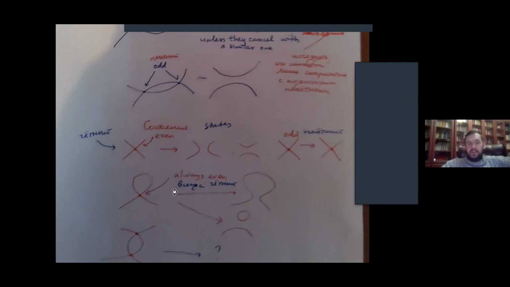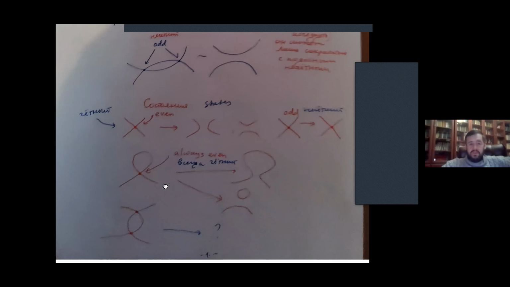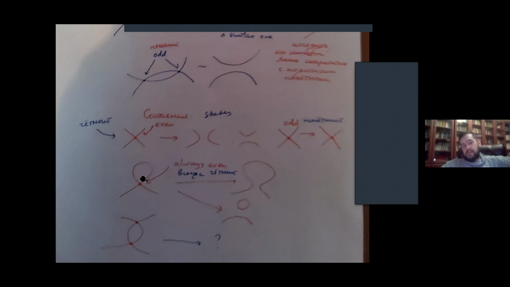Let's look at crossings at Reidemeister moves. So you see, if we have some first Reidemeister move, then this crossing is always even. And if we try to look at the smoothing of this diagram, then we have two such diagrams, this one and that one.